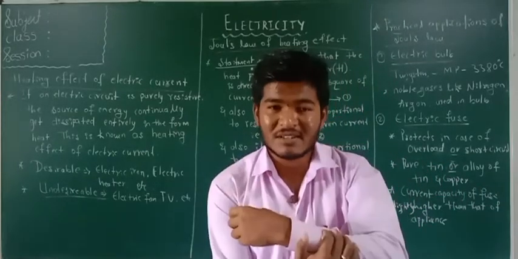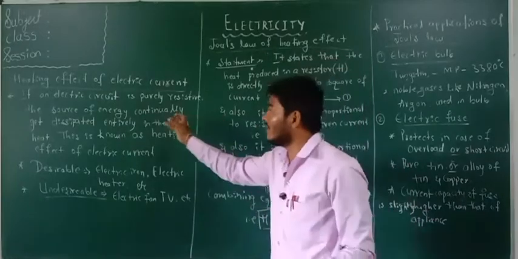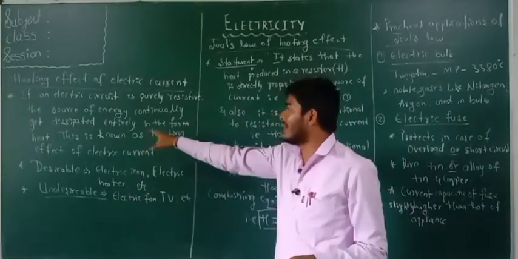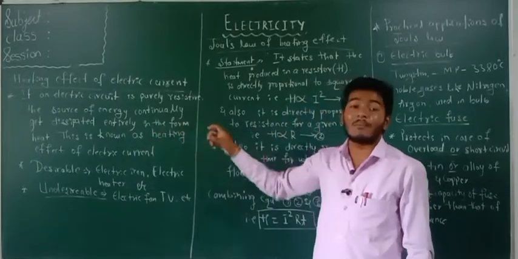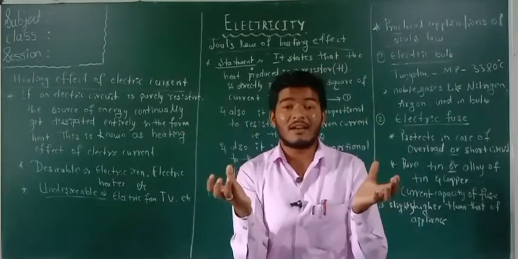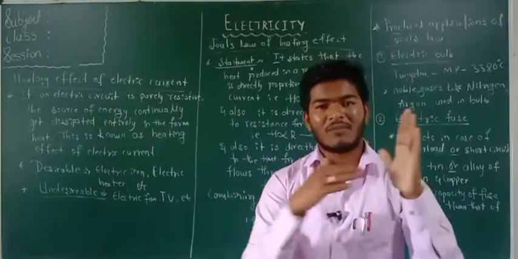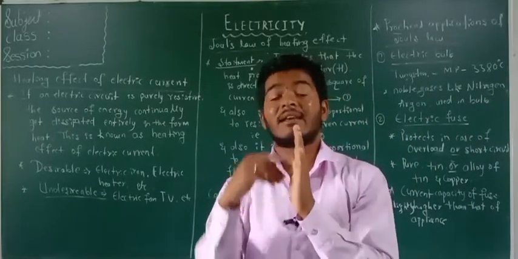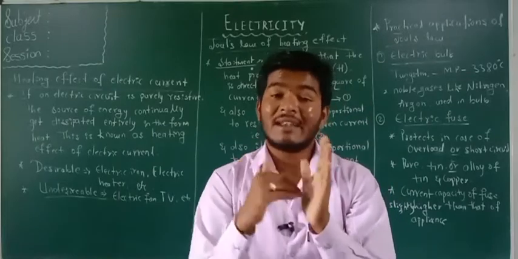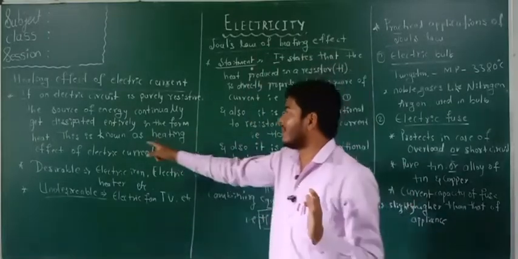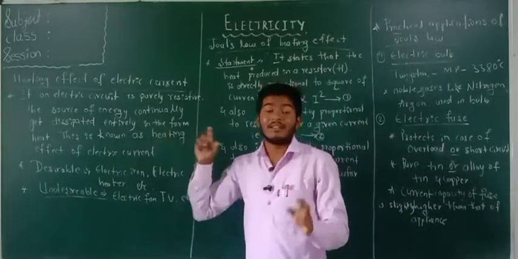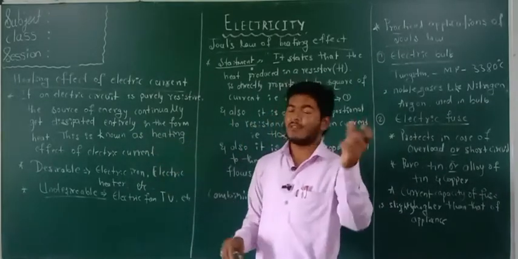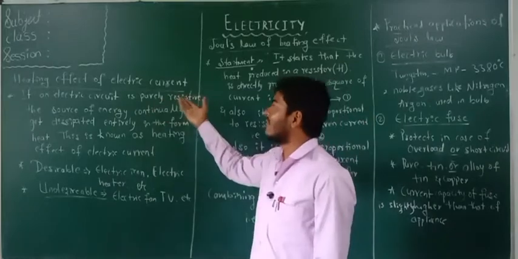the resistance uses some amount of the electric current, and that electric current is dissipated entirely in the form of heat. The resistance opposes the flow of current, and that uses the electric current. That used electric current is entirely dissipated in the form of heat. That is known as the heating effect of electric current.